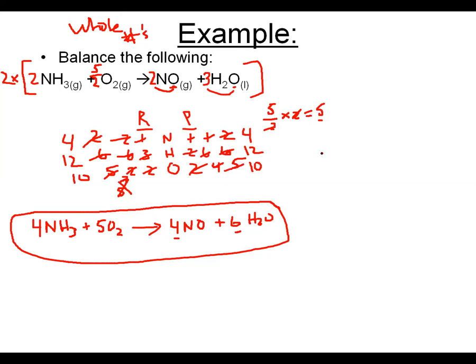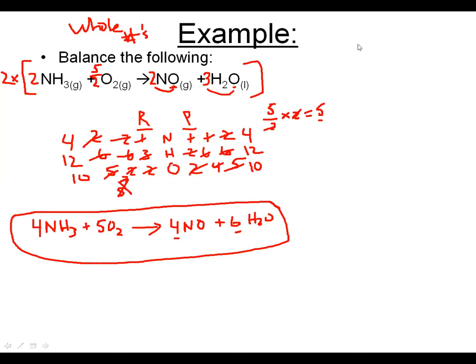So this is a very good example that although you cannot finish a balanced equation, like call it done, with a fraction, you can use a fraction to balance an equation. The only thing is you do need to clear it when it's all said and done. Questions on how to do that?